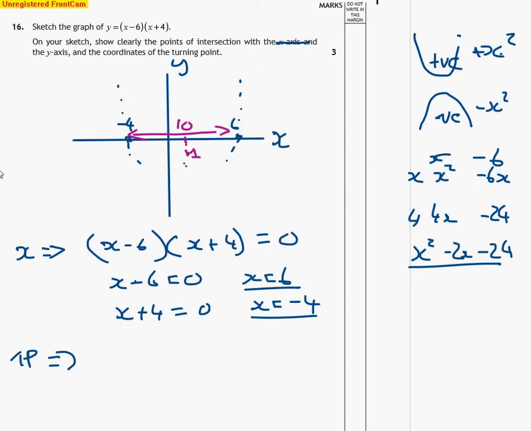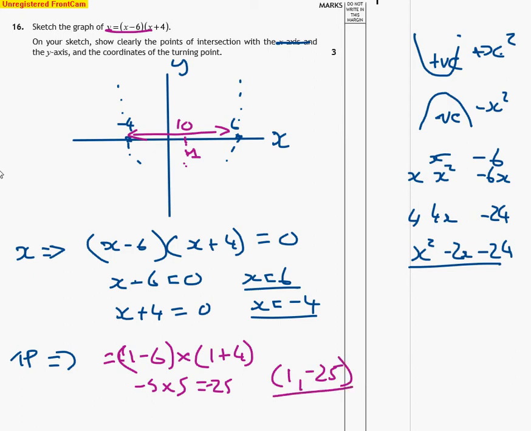But how far down does it go? So what's the y coordinate? Well, let's use our equation. So we know y is going to be equal to 1 minus 6 times 1 plus 4. I've just taken this equation here and substituted in for x is 1. So that's going to give us minus 5 times 5. So it's going to be 25, sorry, minus 25. So the coordinate of the turning point is going to be 1, minus 25. So all the way down here, so minus 25.